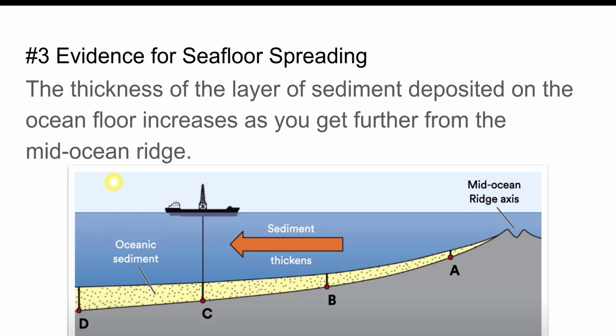And that actually held true as well. Deposits of sediment along the bottom of the ocean continuously got thicker the farther we move away from a mid-ocean ridge. Another piece of evidence supporting the idea that the seafloor was spreading.